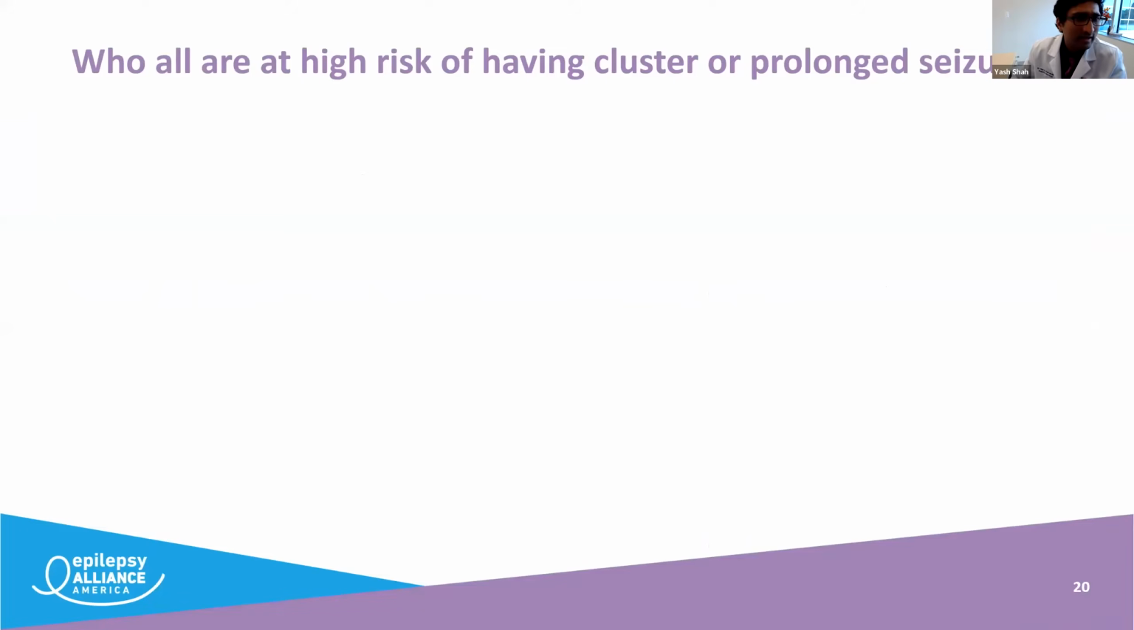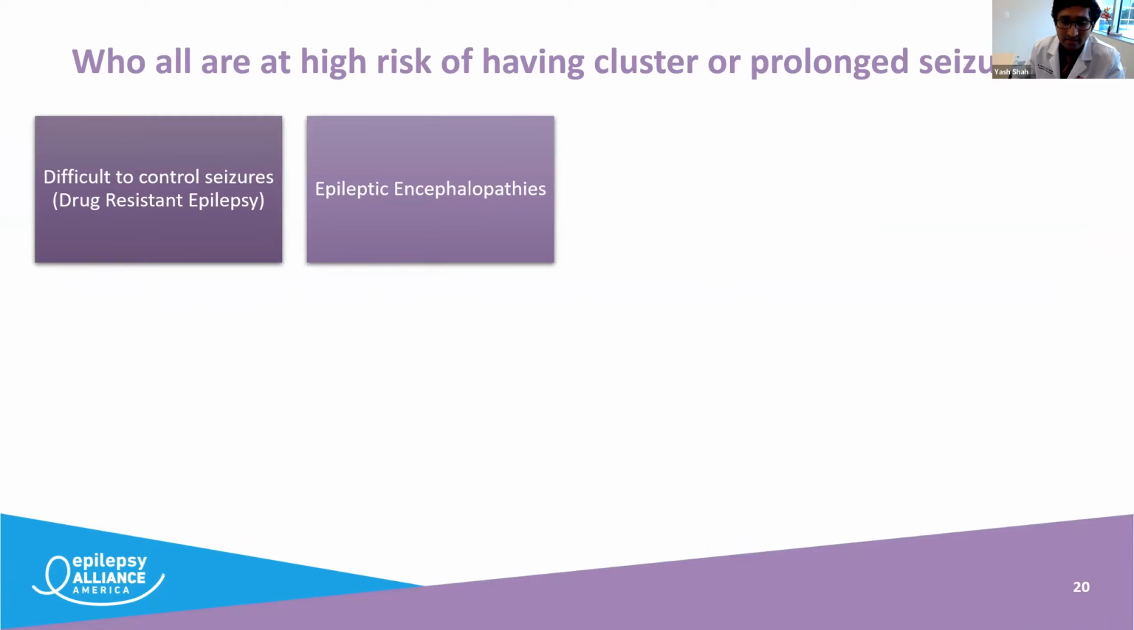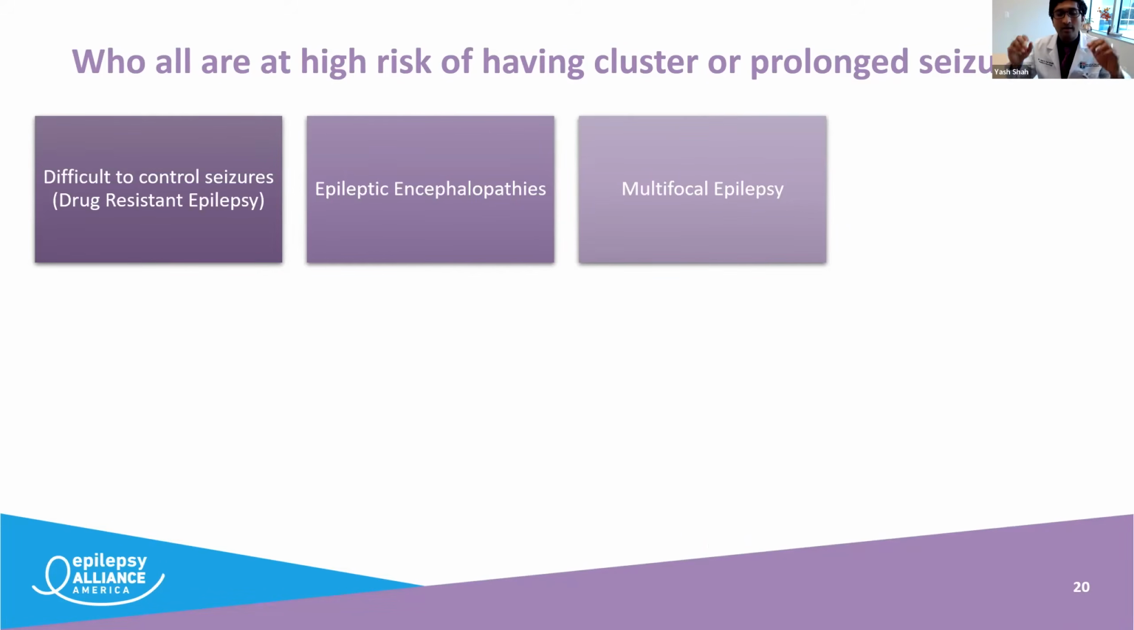So, just one slide on who is at risk of having cluster or prolonged seizures. Patients who are not controlled on two or more medications, which we call drug-resistant epilepsy, are at high risk of having cluster or prolonged seizures and will require rescue therapy. Epileptic encephalopathies, the patients who develop seizures in childhood with brain malformation and other genetic abnormalities. Multifocal epilepsies, if the child has multiple seizures coming from different parts of the brain, that increases the risk of having prolonged seizures.